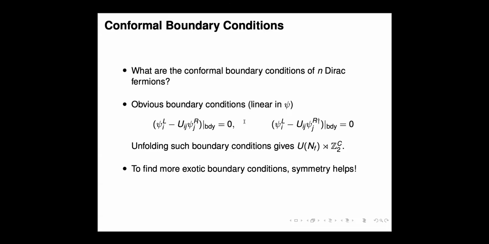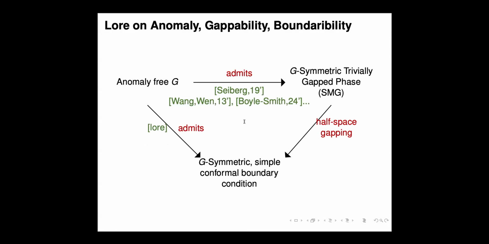The set of conformal boundary conditions is not just these, but there are many more conformal boundaries. And we should ask, if we do the unfolding for those boundaries, what do we get? And to find those more exotic conformal boundary conditions for free fermions, it turns out that the symmetry will play a very important role. So what do I mean by that? We should start with a law. So this is all because of a law. The law says that whenever you have a symmetry that is anomaly free, you should be able to find a conformal boundary condition for the surfaces.